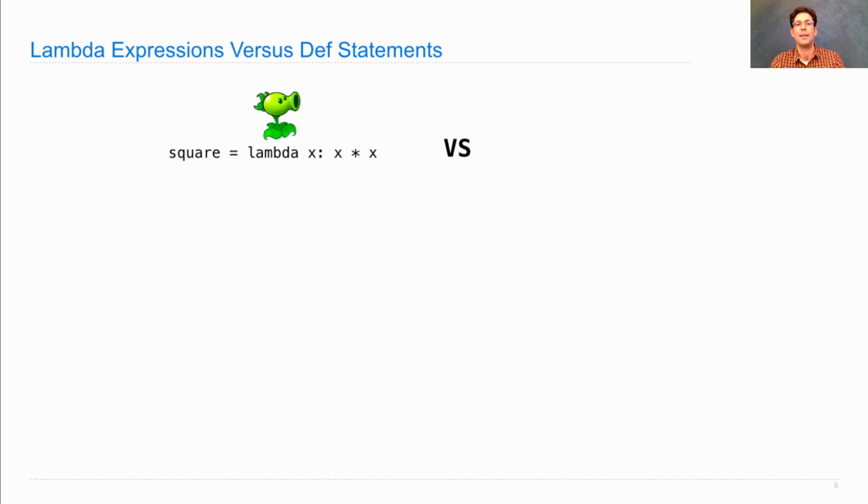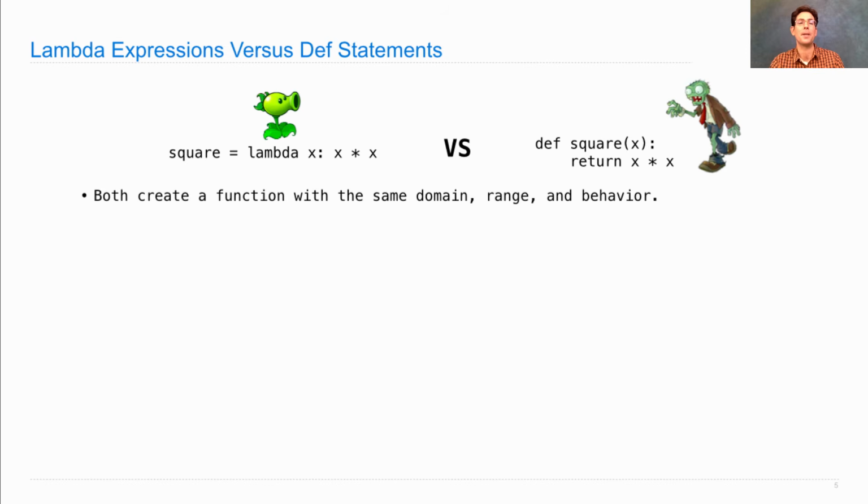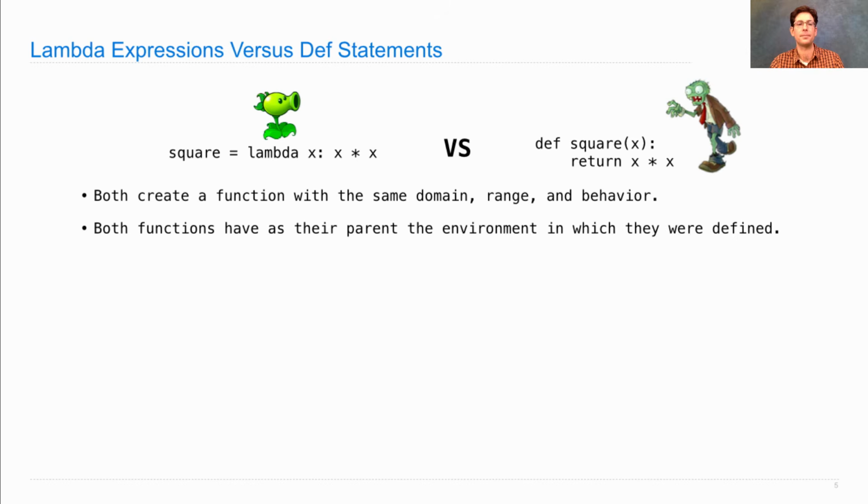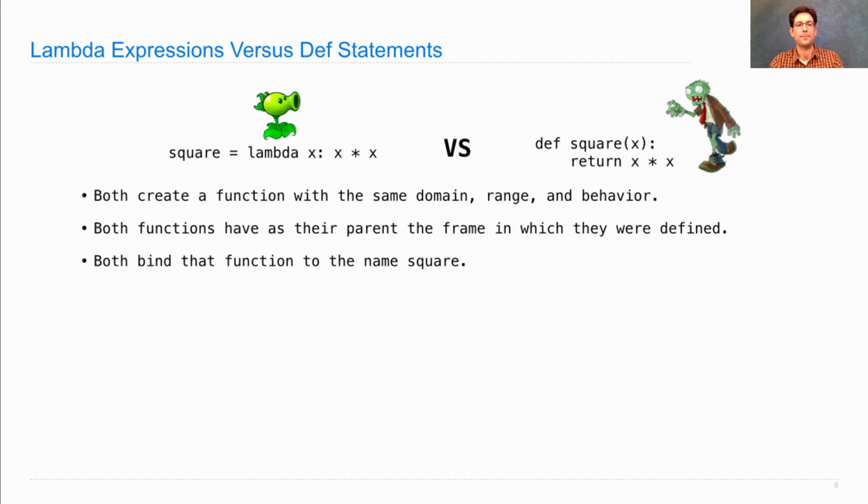Face-off time. Over on the left, we've got lambda x: x times x bound to the name square. On the right, we have the def statement version of square. How are these different and how are they the same? Well, it turns out they're almost exactly the same. Both create a function with the same domain, range, and behavior. Both functions have as their parent the frame in which they were defined. So the rules for creating functions are exactly the same, whether you use lambda or you use def.